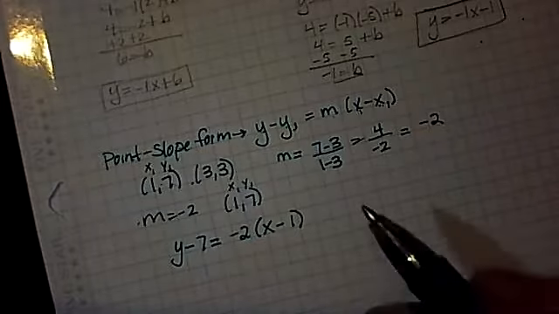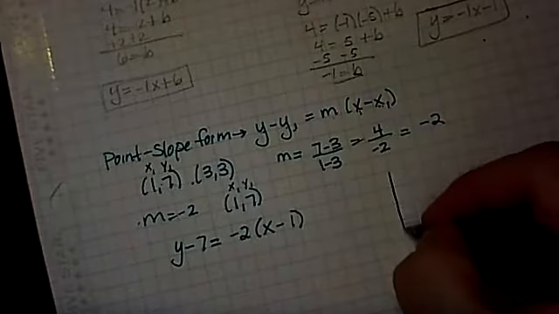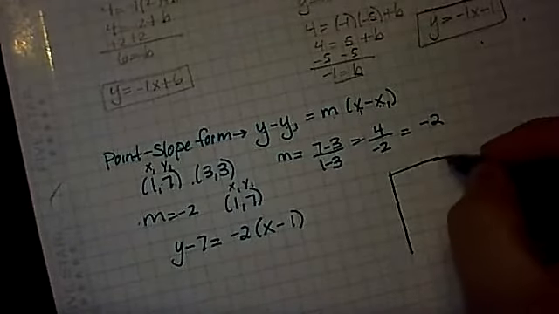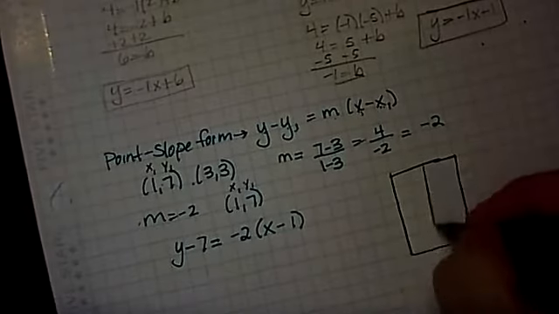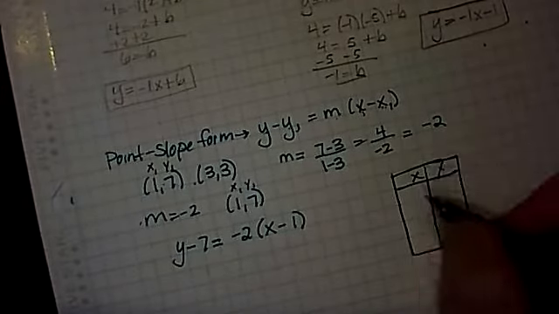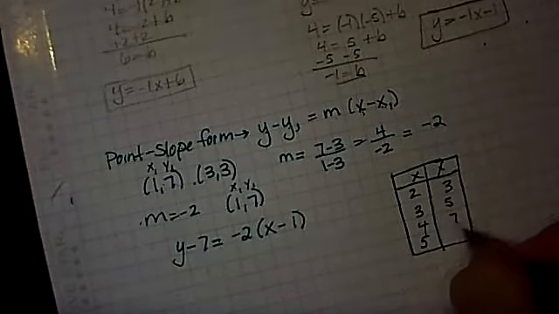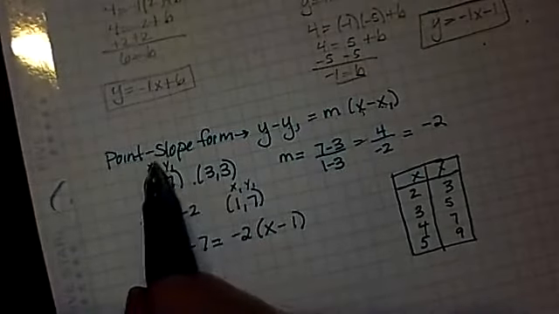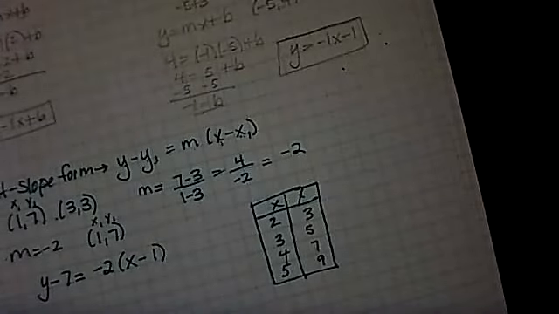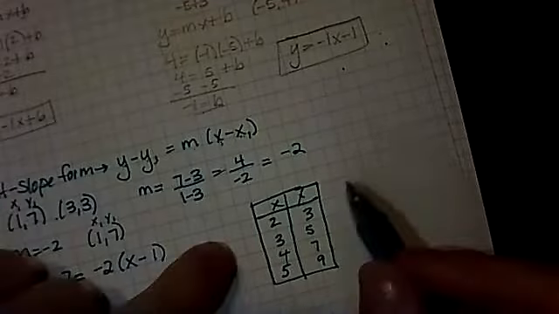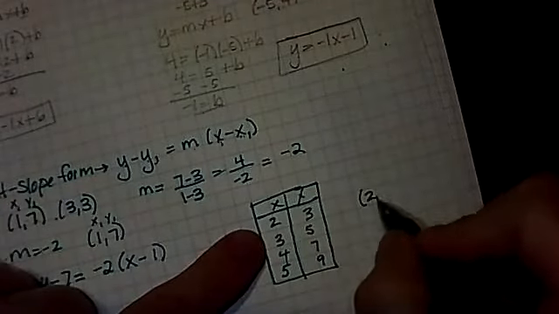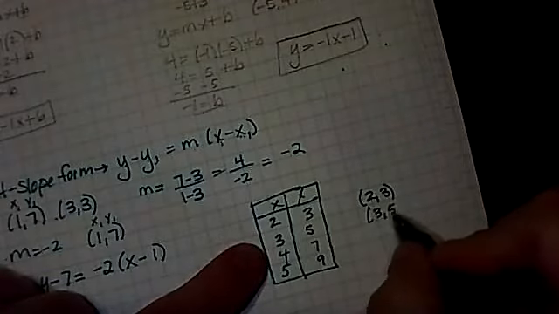Now let's try something like this. Let's say I was given a table. All right, so I have this table, and I want you to do the same thing, point slope form, given this table. So in point slope form, we have to know the slope and we have to know an ordered pair. We've got to find what the slope is. I want you to recognize that these are ordered pairs. So this would be 2, 3, this would be 3, 5, and so forth.